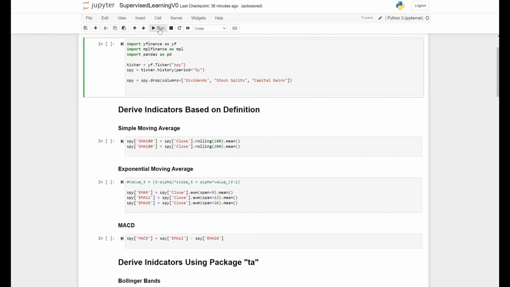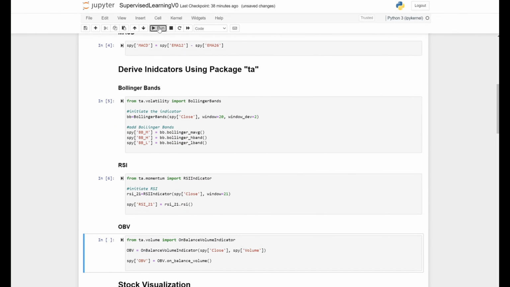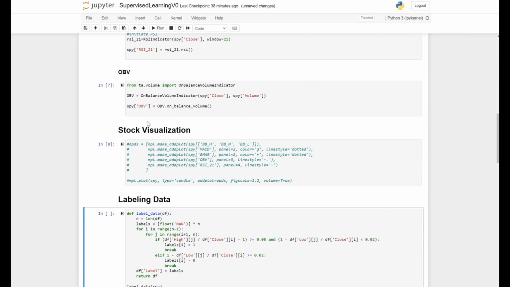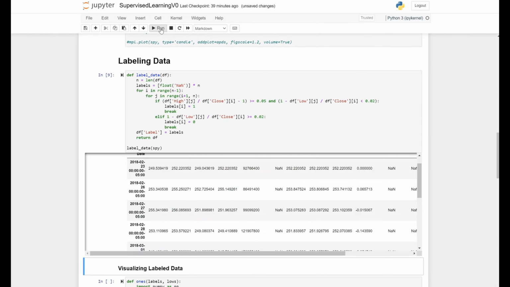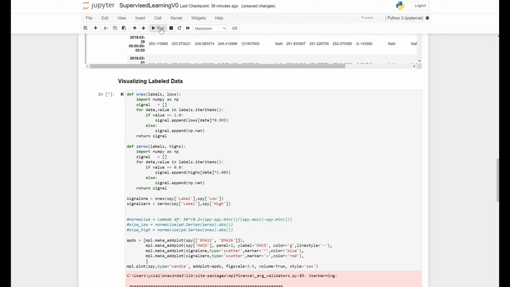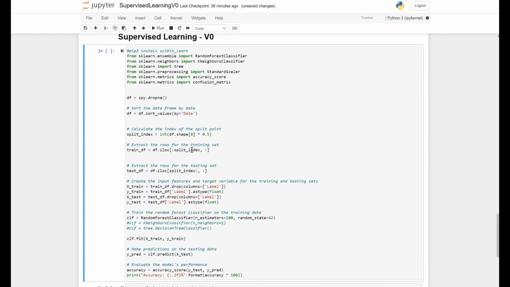Okay, let's just run this code. Load the data, then derive indicators. We skip the stock visualization part, and label the data and visualize the labeled data. Then train the supervised learning model, more particularly the random forest classifier. We train on 80% of the records and then use it to make a prediction for each record in the 20% testing dataset.